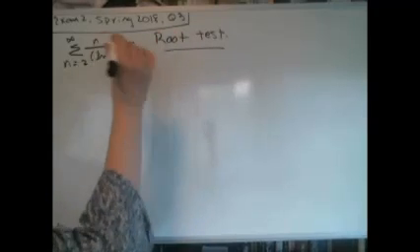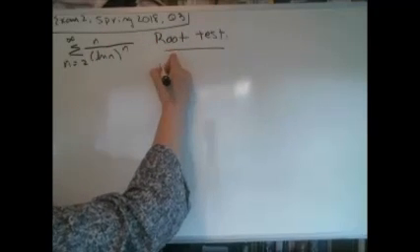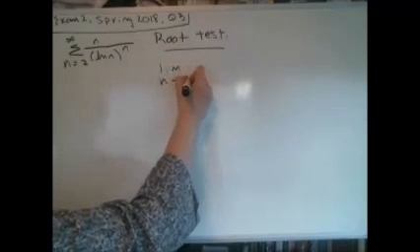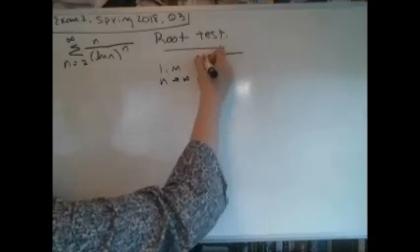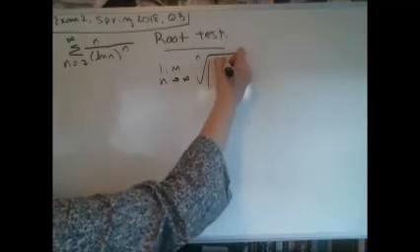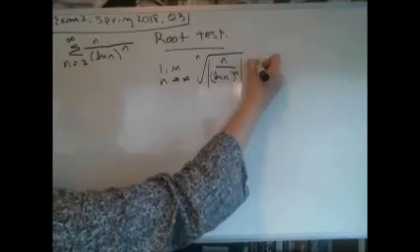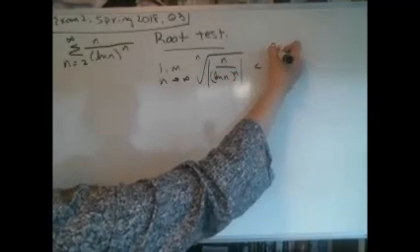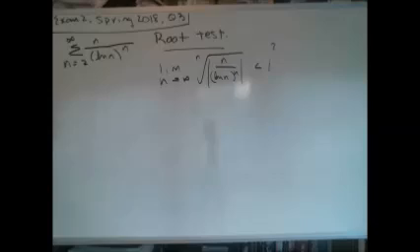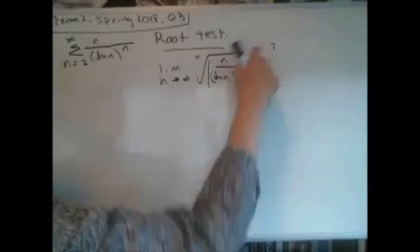Okay, now the root test says I'm going to take the limit as n goes to infinity of the nth root of the absolute value of the thing that my series has here, n over natural log of n, raised to the nth power, and I want that to be less than 1 in order for it to converge. So I'm going to put a question mark there because I don't know yet.